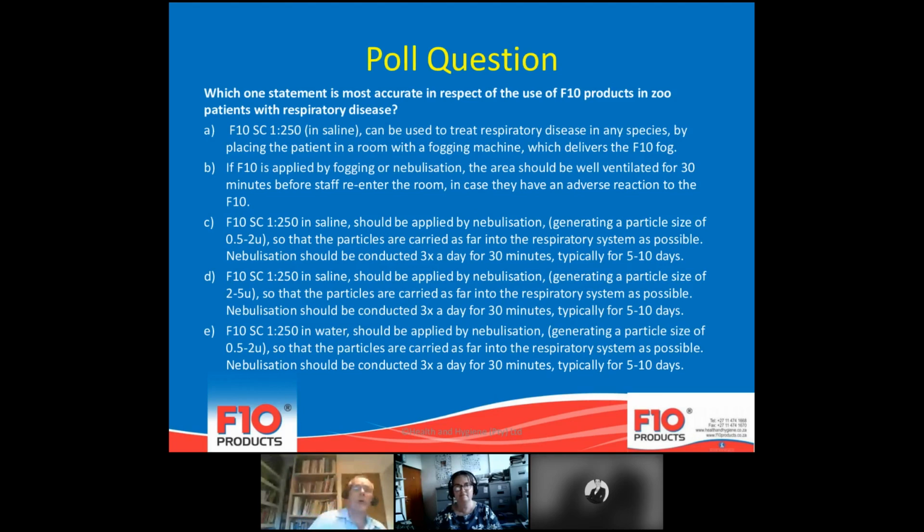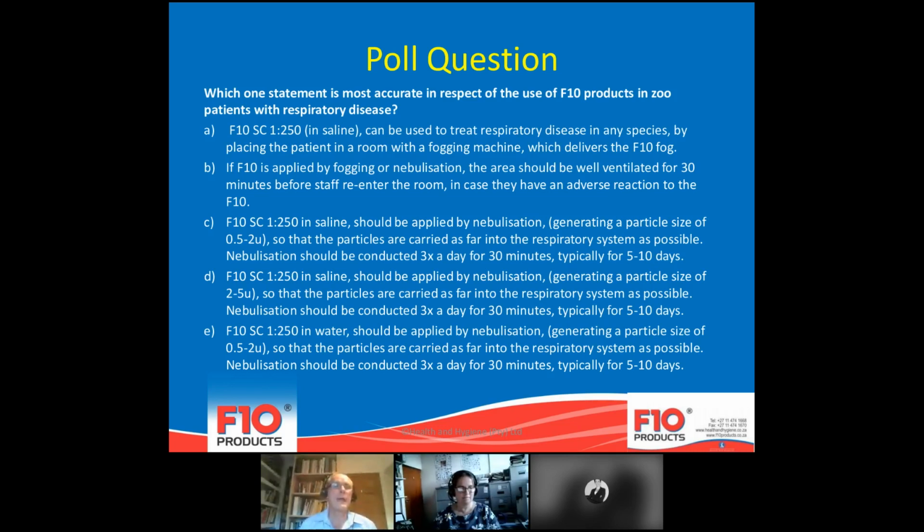Okay, so we got another polling question here. And again, you just answer one of these questions. So which one statement is most accurate in respect to the use of F10 products in zoo patients with respiratory disease? So A, F10 SC 1 in 250 in saline can be used to treat respiratory disease in any species by placing the patient in a room with a fogging machine which delivers F10 fog. So that's treating respiratory disease with fogging. B is if F10 is applied by fogging or nebulization, the area should be well ventilated for 30 minutes before staff re-enter the room in case they have an adverse reaction to the F10.